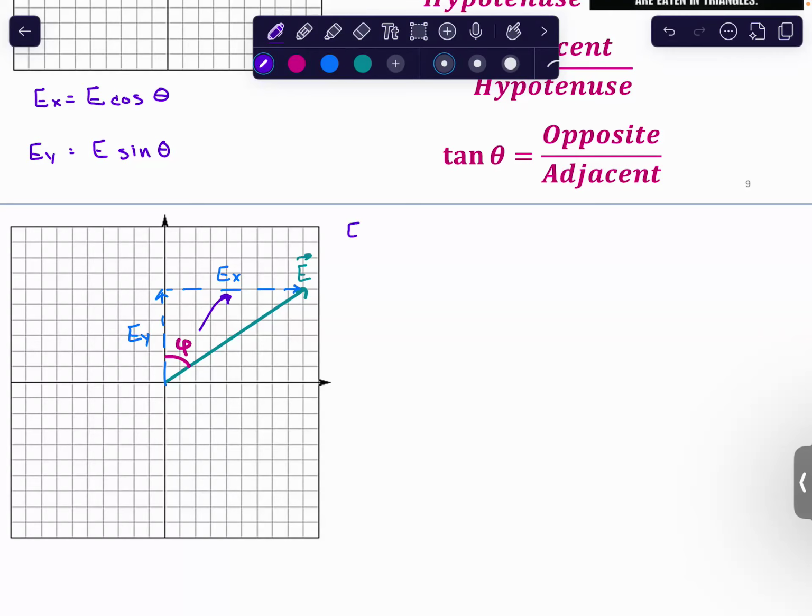So you could just do Ex. And now here's a little cheating mode you can use. Once you figure out one of the components, the other component just has to be the other trig function. You don't necessarily need to look at the triangle again and go, is that sine or cosine? Well, you already found out this one's sine, the other one has to be cosine.